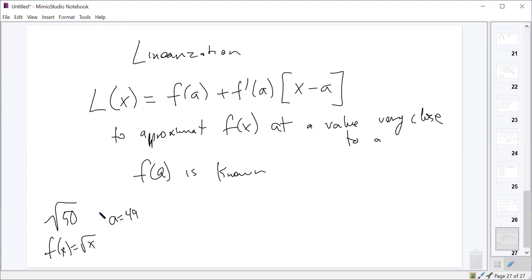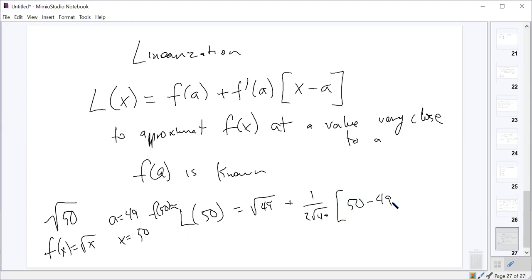A would be 49, because we know the square root of 49, and the x value that we're using would be 50. So L of 50 would be approximately f of 50, right? F of 50 is approximately L of 50, which would be the square root, our f of x function, of 49, plus 1 over 2 root 49, because that's 1 over 2 root x for the derivative of root x, and then times our x value minus our a value. So we'd end up with 7 and 1/14, right? Or whatever that is, 99/14.